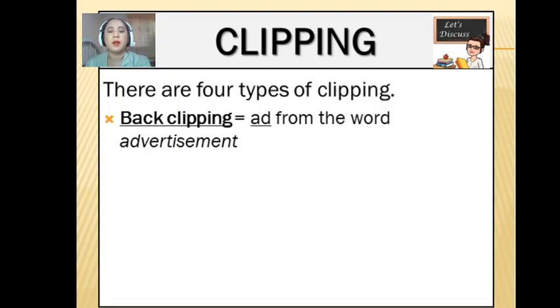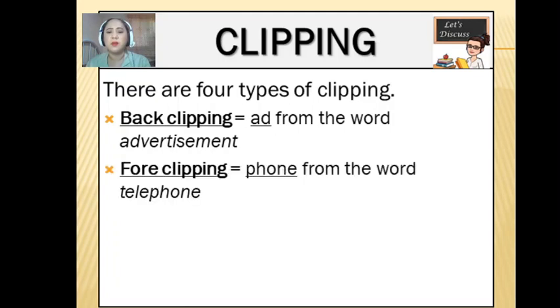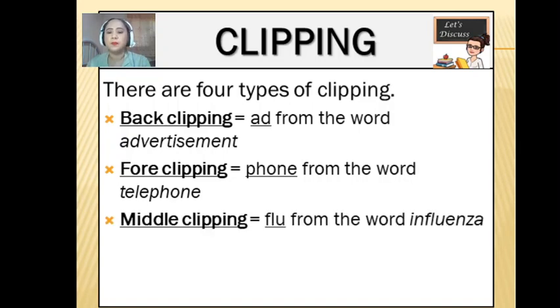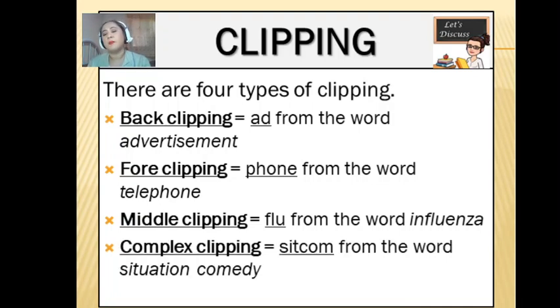The first one is back clipping. In back clipping, you only get the first part of the word to form another word. For example, ad from the word advertisement. The opposite of that is fore clipping, wherein you only get the last part of the word. Sample: phone from the word telephone. Middle clipping, of course, you get the word from the middle part of the word. Sample: flu from influenza. And the last one is complex clipping. Complex clipping is a combination of two clipped words. Complex clipping can be called blending.